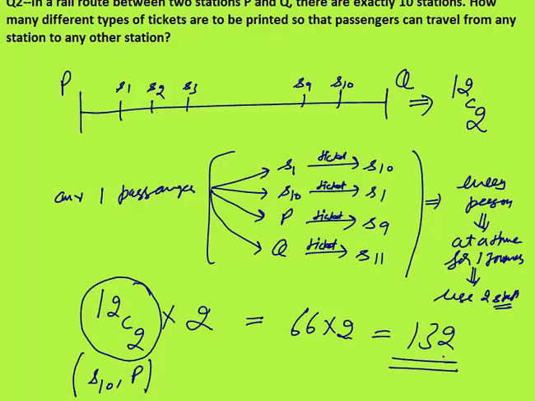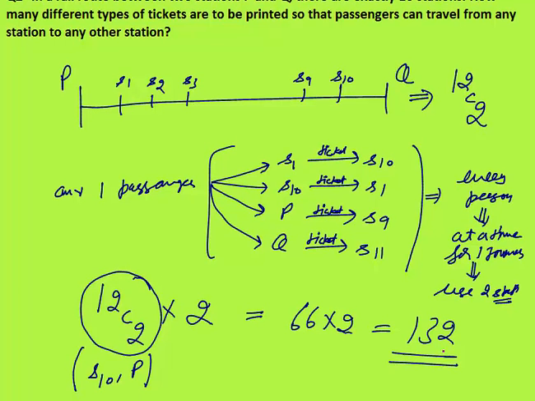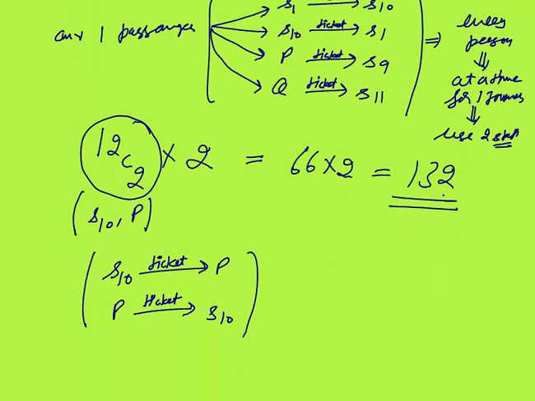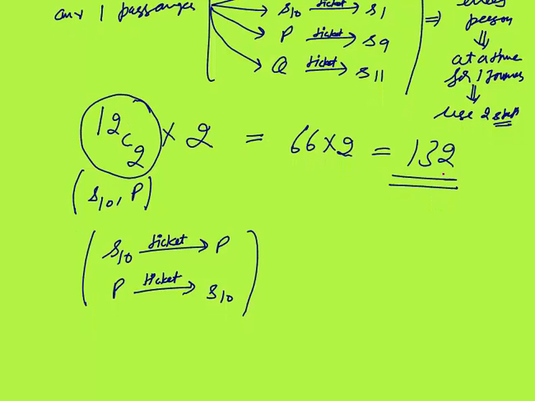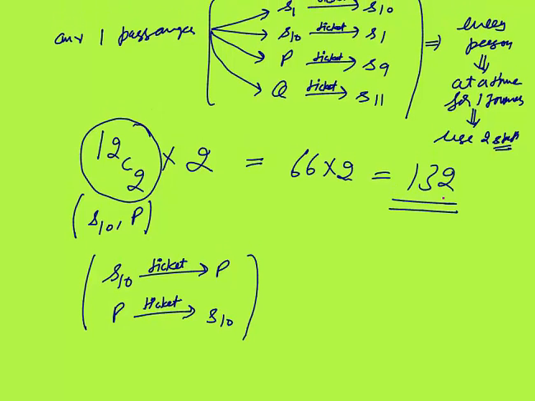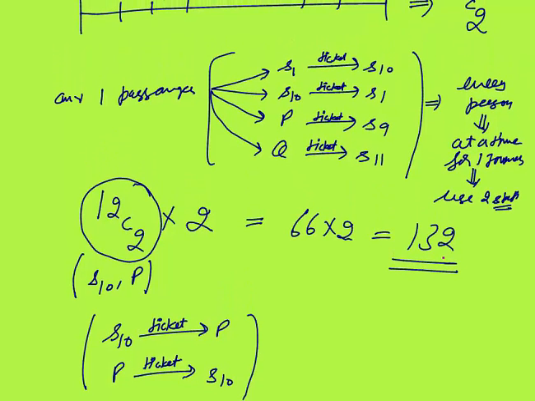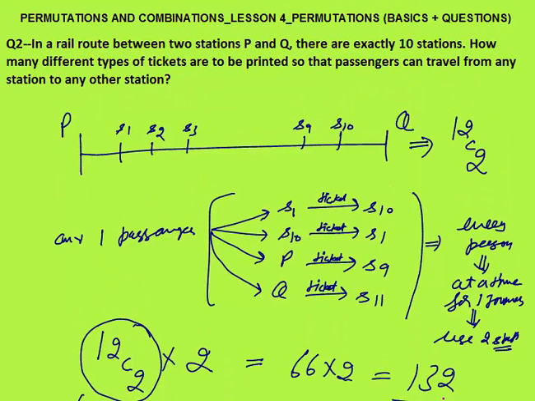So 2 stations out of 12 stations can be selected in 12C2 ways. This includes all possible types of selection of 2 stations out of 12. Now let's suppose that one possible selection is station number 10 and P. Now how many tickets does the railway need to print? 2 tickets, one from station 10 to P and the other from P to station number 10. So for every selection of 2 stations, we need to print 2 tickets. So for 66 selections, we need to print 132 tickets. This will cover all possible types of tickets from any one station to every other station.